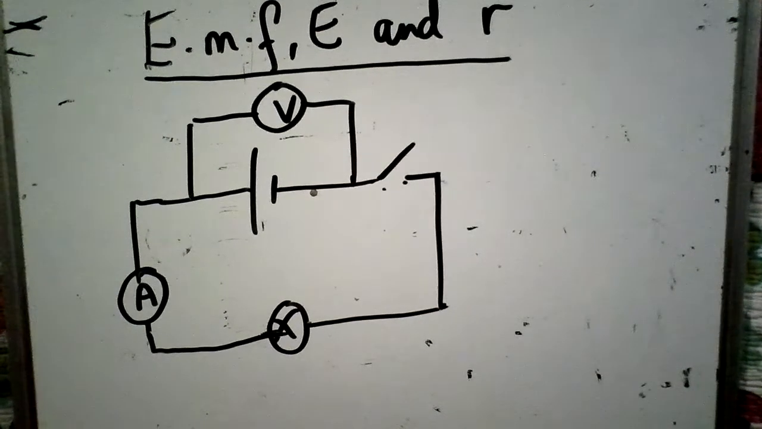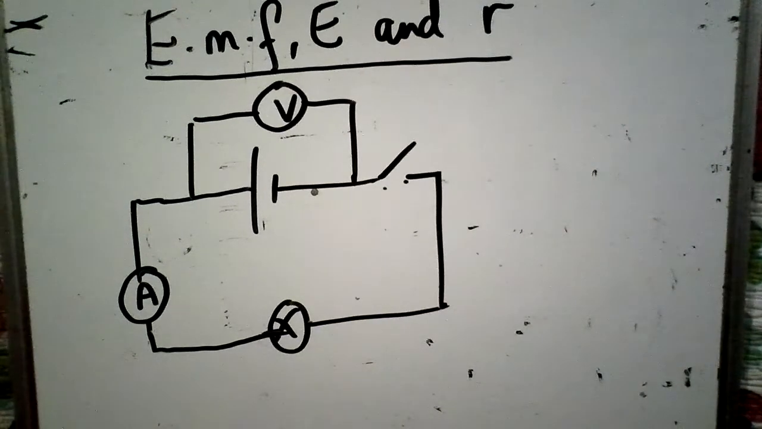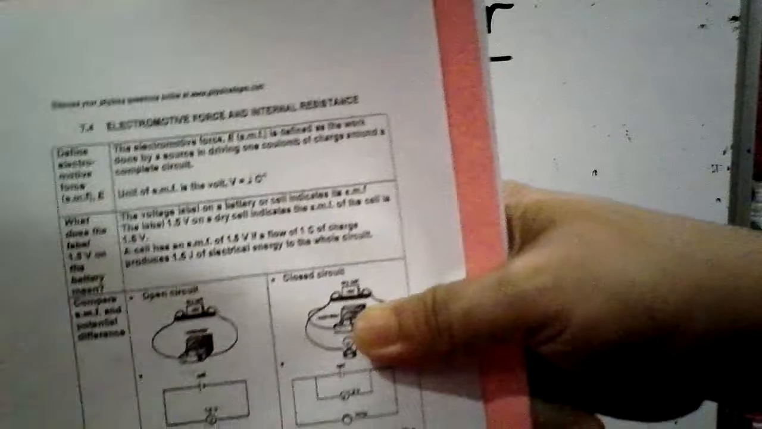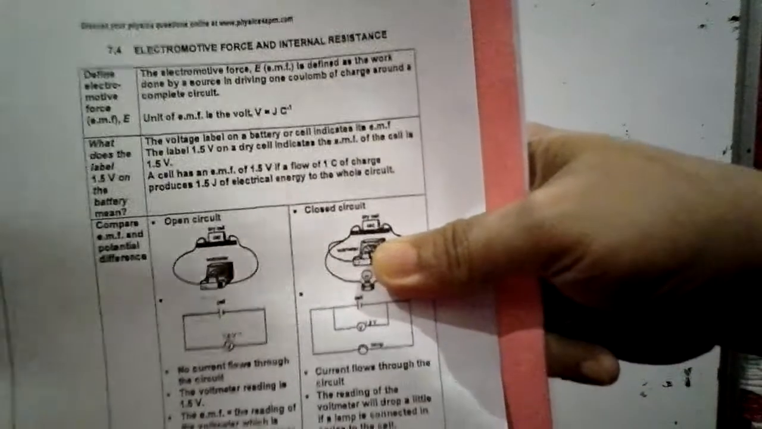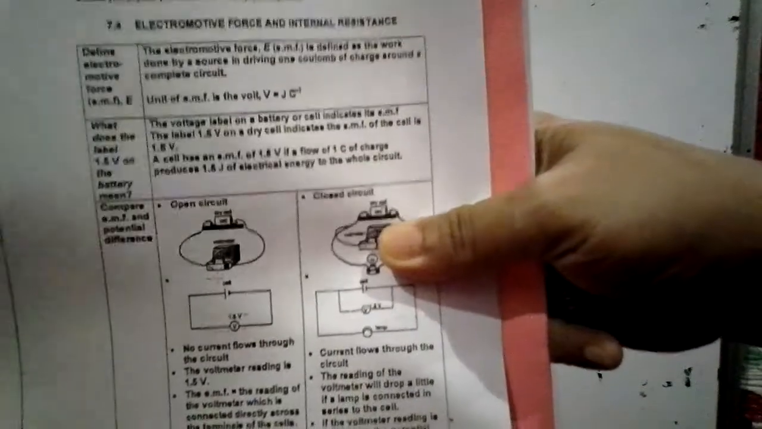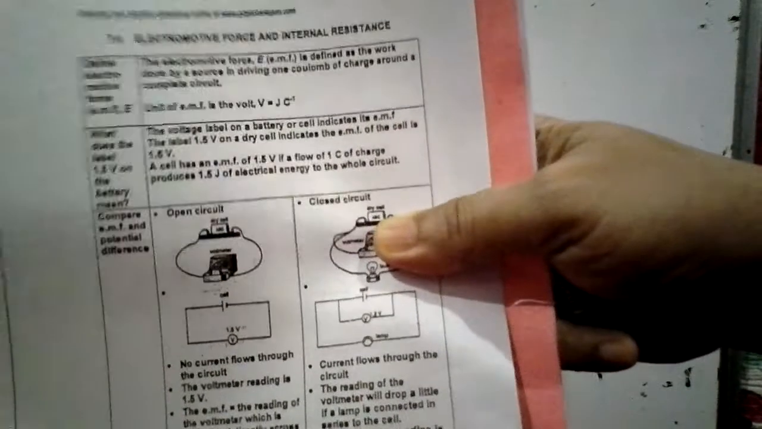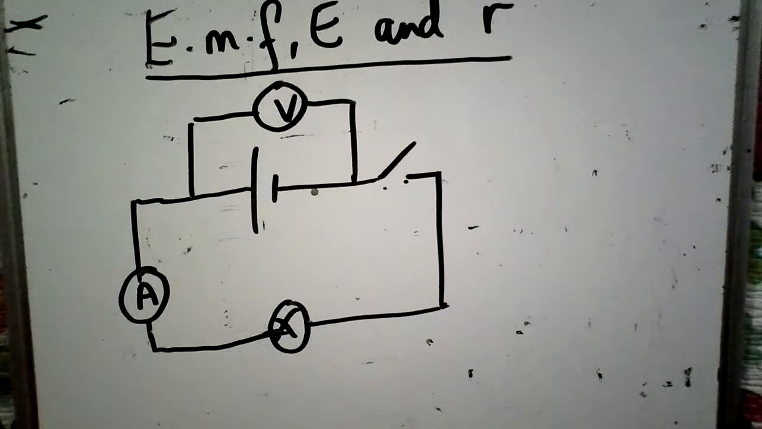So today we want to continue our lesson with the next part in chapter 2, which is 7.4 electromotive force and internal resistance. So you can refer to your notes. This one is on page 50, right? I hope you have already gone through the notes so that you can understand better. Okay, for this topic, EMF E and internal resistance.